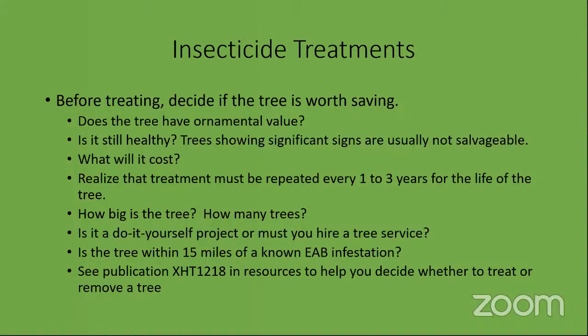You have to consider the cost. The treatment must be repeated every 1 to 3 years for the life of the tree. So this is a long-term commitment, and you have to be ready to say, I'm going to do this for the life of the tree or for my life or however long I live here. How big is the tree? Is it something that can be treated with a soil drench, or does it have to be treated with an insecticide injection? And how many trees are we talking about? Obviously, this is not something that you can do to a whole woodlot, but you may be able to do it to a selected tree or two in your yard.